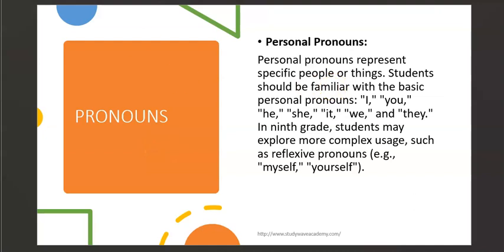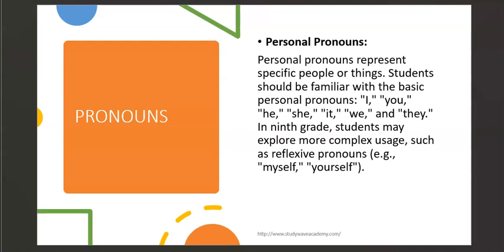Now with pronouns, we have the first example here, and that is the personal pronouns. Personal pronouns represent specific people or specific things. So for example, we have I, you, he, she, it, we, and they. These are the specific personal pronouns that we're talking about. And we use them even when we're talking to a friend or a partner sitting next to you.